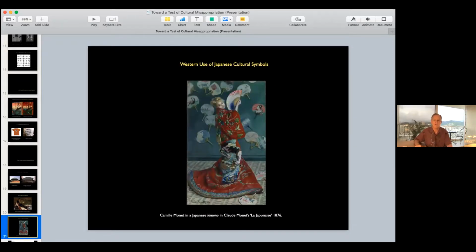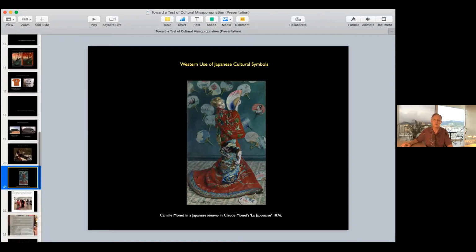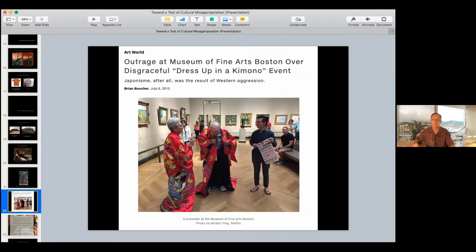Here is an even more classic example of cultural misappropriation, right? The fans and the kimono and the fact that it's a Western model, right? For the same reasons, culturally significant and instantly recognizable by any Japanese. And this still goes on. The Boston Museum of Fine Arts, of all places, was actually having people in 2015 dress up in kimonos in front of this same painting until somebody objected.